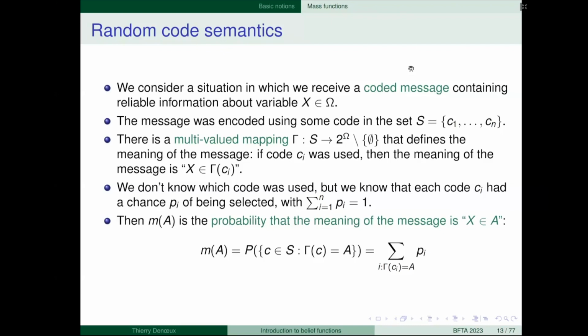And then the mass m(A) is the probability that the meaning of the message is X belongs to A. This probability can be computed as the probability of the set of codes c such that the meaning of the message, if the code c was used, is A. So coming back to the previous story, it's like you receive some message about the contents of a region of the image, and you have two possible ways to decode this message. Using one way, you get the message that there is either a tree or an obstacle. If you use the other code, you get the meaning of the message, which is that we don't know anything about what is in the image. And you don't know which is true, but you have a probability 0.9 that the first code was selected. So you see here the probabilities are over the meanings of a message. We receive some evidence, but the meaning of that evidence is uncertain, and is quantified by probabilities.